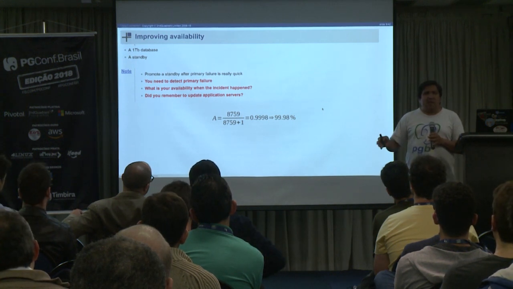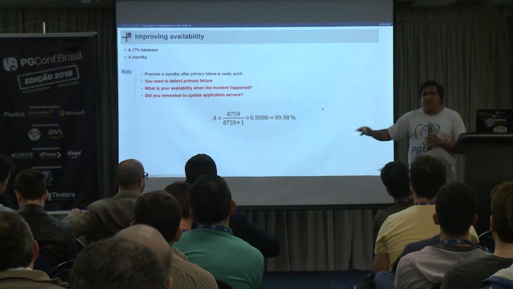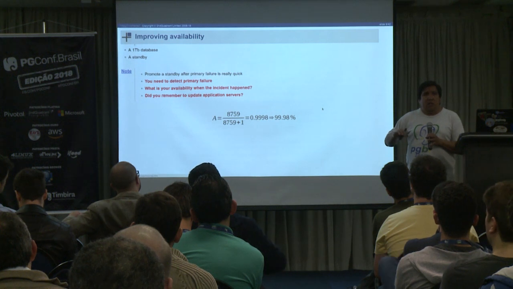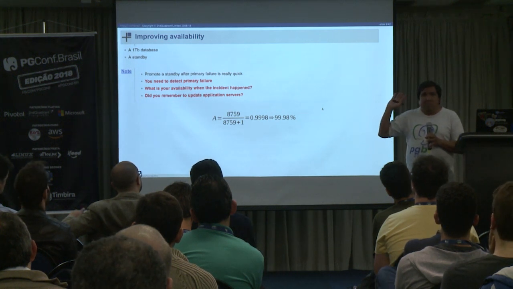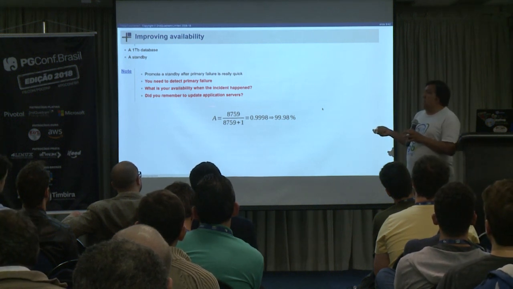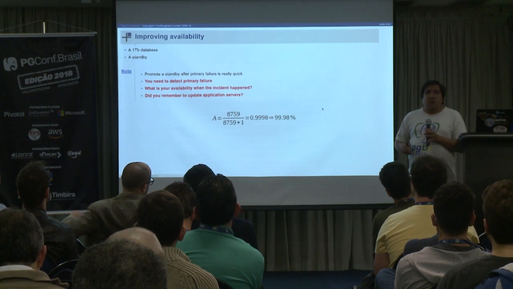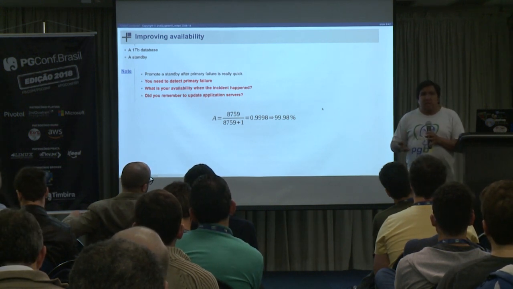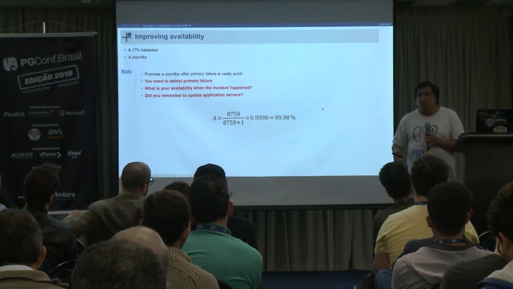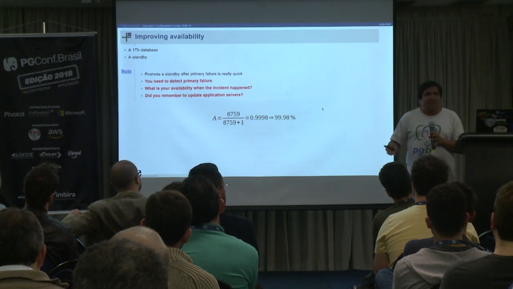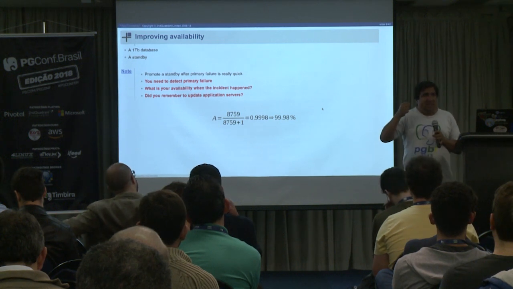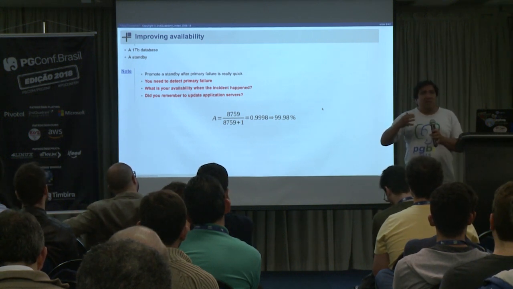I mean, you can promote the standby, which is a very quick operation on Postgres. Just execute pg_ctl promote and done, right? This is seconds. But you need to update all application servers, and that needs careful planning. If you haven't planned, like most people, I mean, most people don't plan, then you need to start thinking in the incident moment what else you have to do.